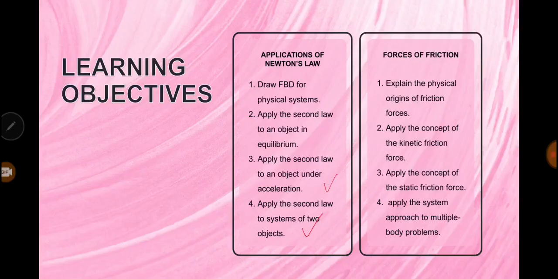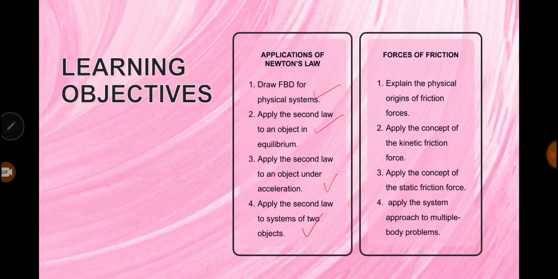These are the learning objectives for this chapter. First, application of Newton's law. Draw a free body diagram for a physical system. Apply the second law to an object in equilibrium. Apply the second law to an object under acceleration. And apply the second law to a system of two objects.